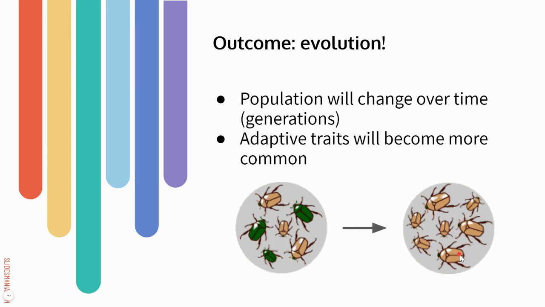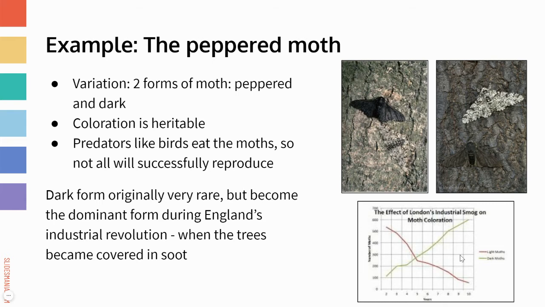So we'll go over one sort of classic example of natural selection in action, and then our last slide will just be a couple things to be careful of when you're thinking about natural selection. So our example is the peppered moth. It's the same species, but it comes in two different varieties.